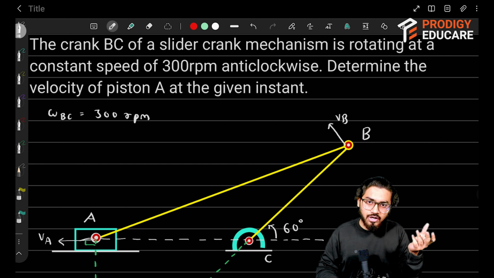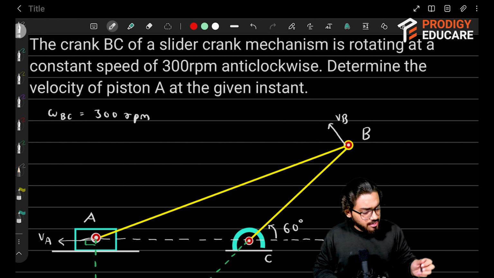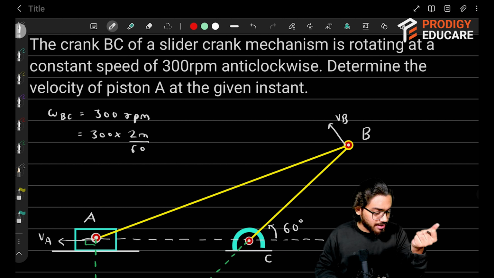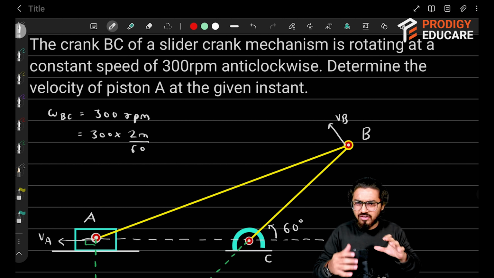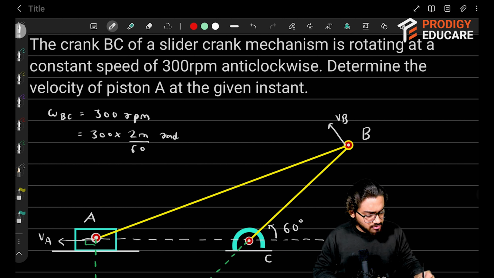RPM is a practical unit, but we'll try to keep everything in SI unit. So 300 RPM, how to convert it into radians per second? It is simple, 300 into 2 pi by 60. One rotation is 2 pi radians and 1 minute is 60 seconds. From that, we can easily convert RPM to radians per second. So this particular unit is radian per second. Now if I evaluate this, your answer is going to be 10 pi. I hope I'm doing it right. Yeah, it is 10 pi radians per second.